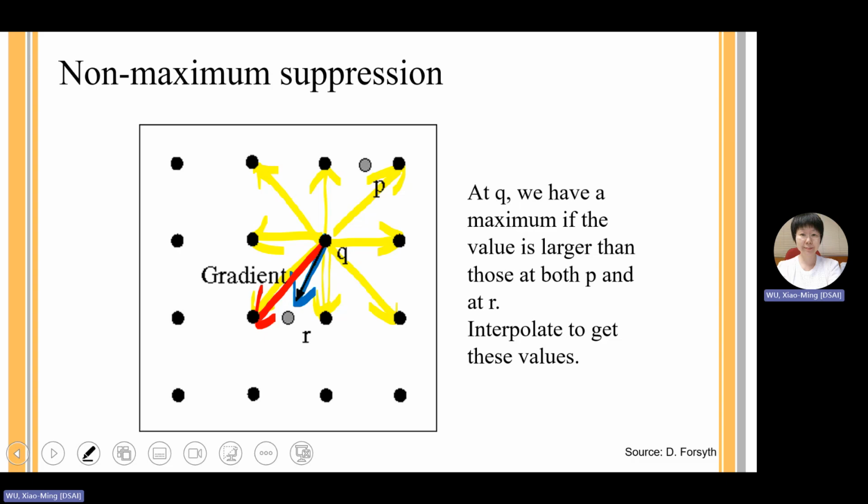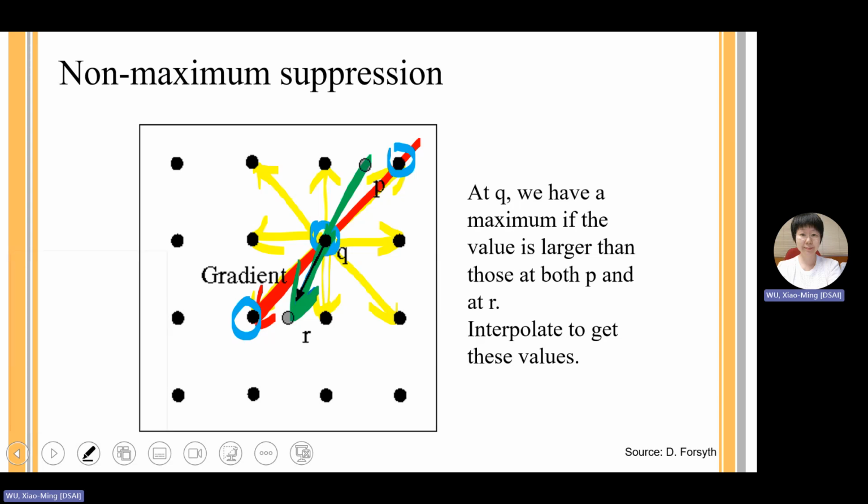We can perform non-maximum suppression along this direction by comparing the gradient value of this pixel, this pixel, and this pixel, and we only keep the largest one. That's how we do non-maximum suppression along the rounded gradient direction. We can also do it along the real gradient direction, indicated by the green one.